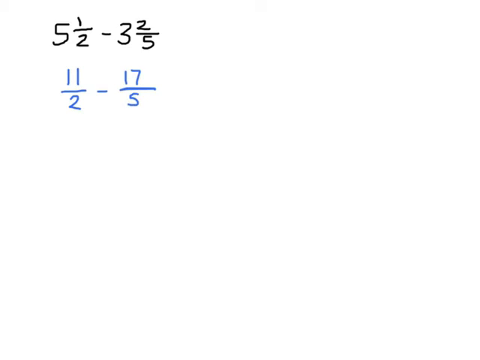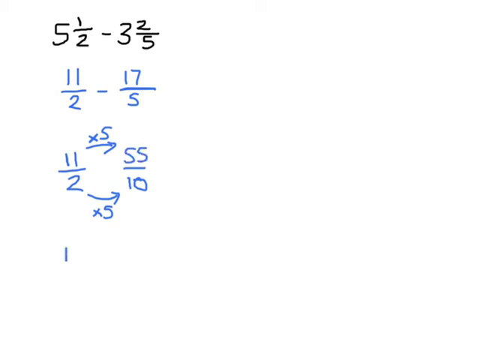When you're adding and subtracting fractions, you can only do it if they've got the same denominator, so we need to make sure these have got the same denominator. So 11 over 2 is going to become something over, well, we need to find a number that 2 and 5 both go into, and the logical one to choose is 10. So to do that, I'd have to multiply the bottom by 5, so if I do the same to the top, I get 55.